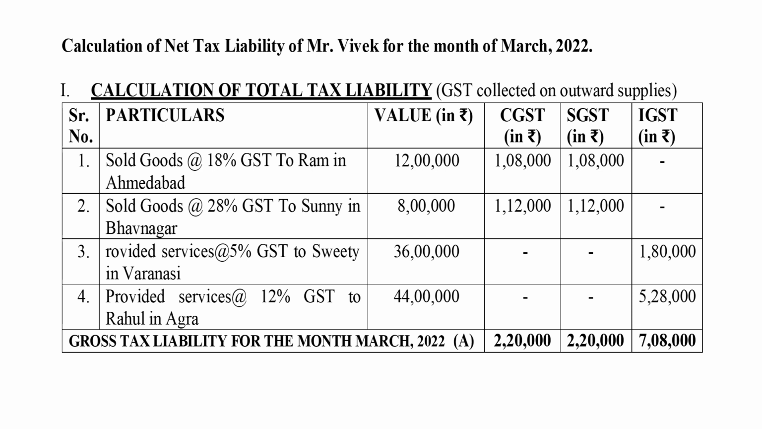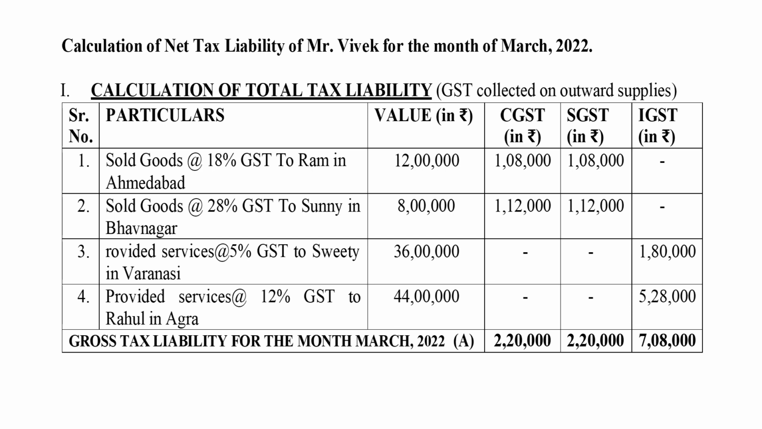Then provided service at 12% GST to Rahul in Agra. Agra is not in Gujarat, so again this is inter-state, and we will take 12% of 44 lakh, and the entire amount will be in IGST. Then we'll take the total of CGST, SGST and IGST. We'll write here gross tax liability for the month of March 2022 and put it as A. So in column A we have got this answer.